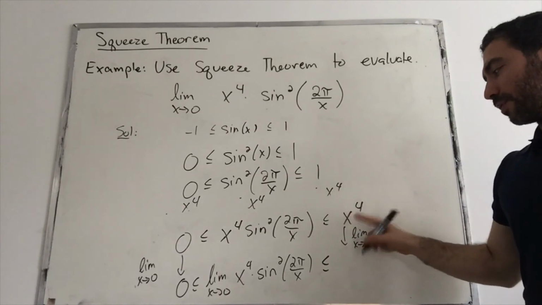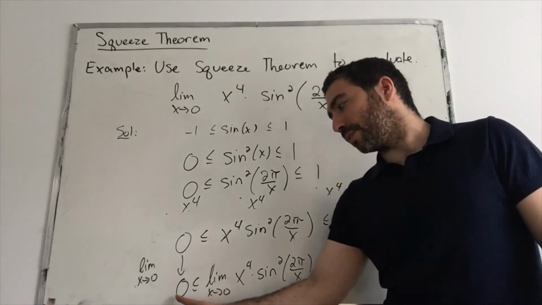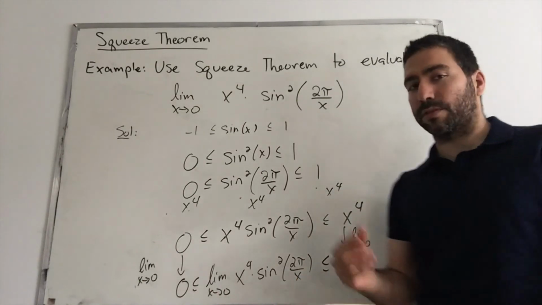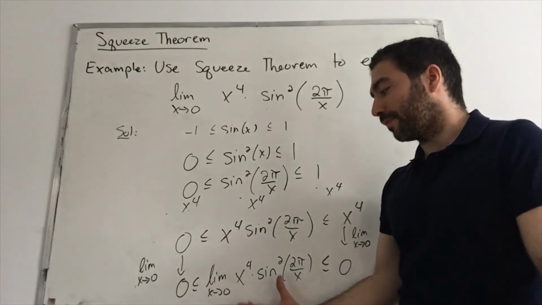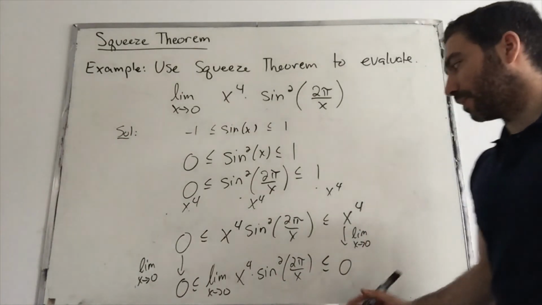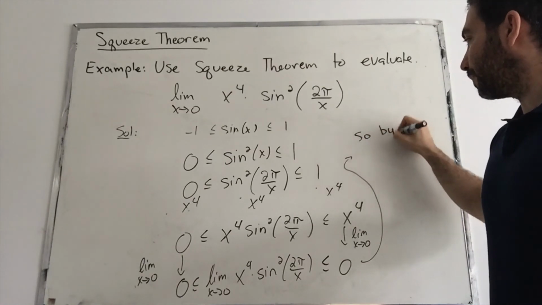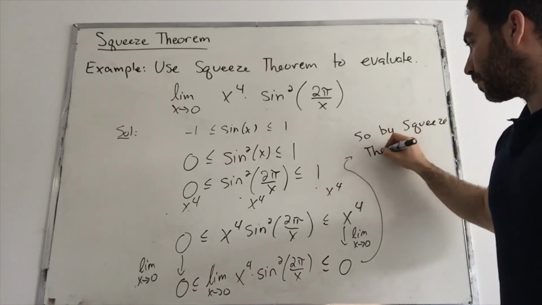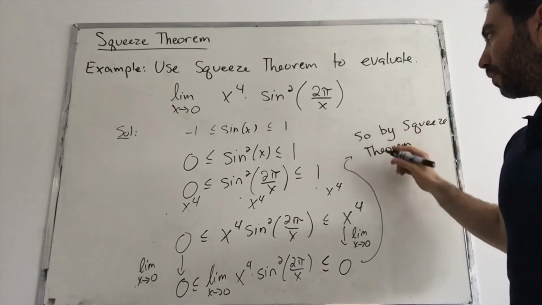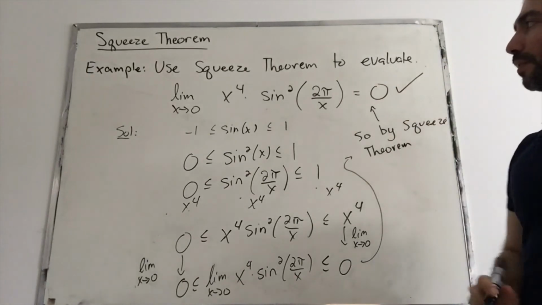So we're replacing our x with 0, 0 to the 4 is still 0. So we got this thing in the middle here is bounded below by 0, but bounded also above by 0. So the only way for it to be bounded above and below by 0 is if it's equal to 0, by Squeeze theorem. So by Squeeze theorem, this thing here has to be equal to 0, and we're done.